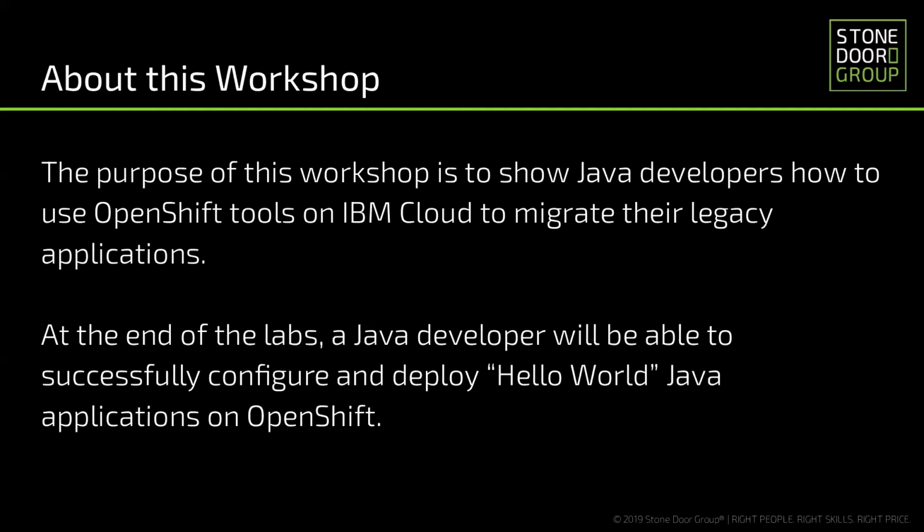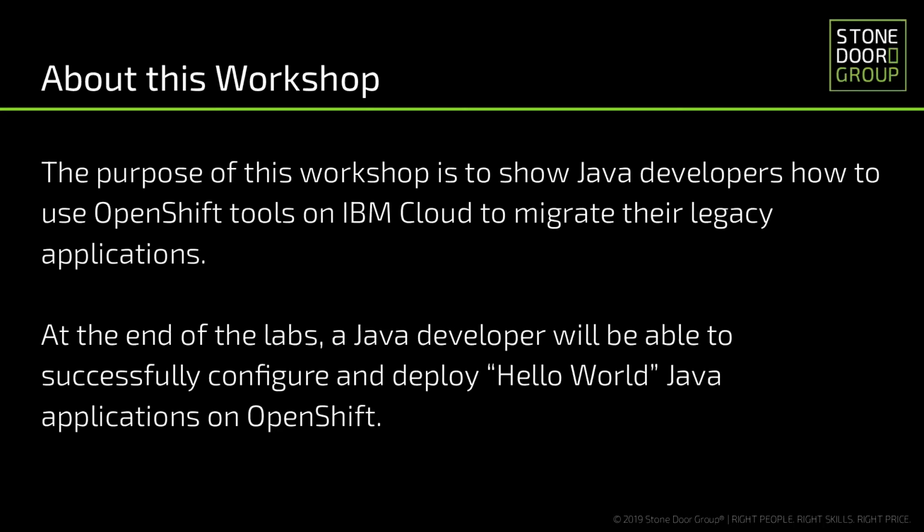And at the end of the labs, the big takeaway for you guys is to be able to successfully configure and deploy a Hello World style application on OpenShift. And in the lab exercises, you'll do it three different times. One will be the template that comes out of the OpenShift catalogs.